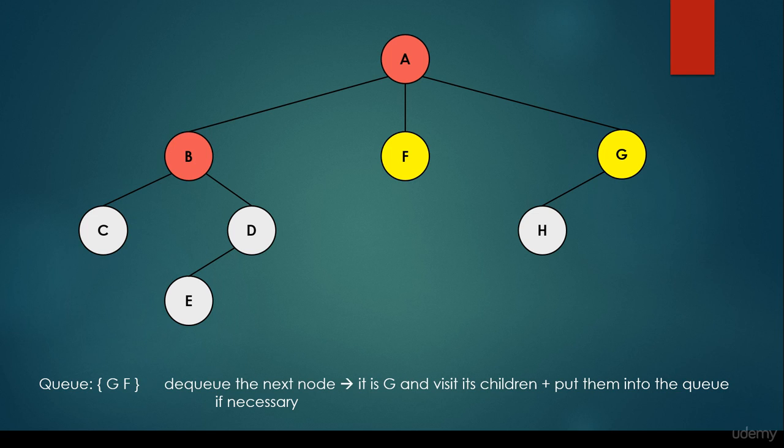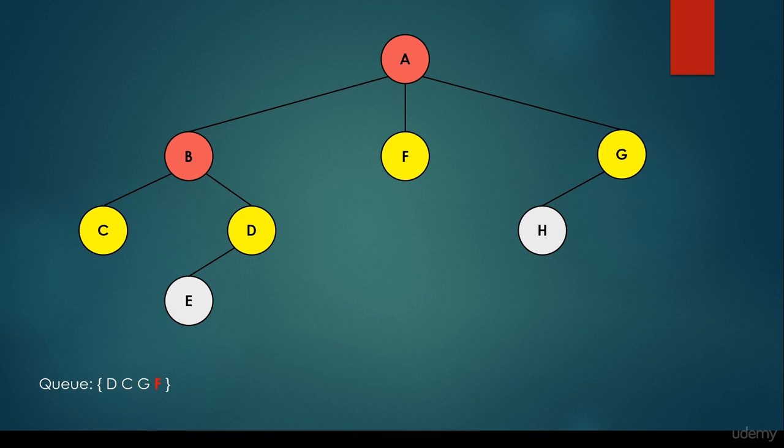Then we are going to consider its children or its neighbors, the C and the D, and of course we add it to the queue. Then we are going to dequeue or remove the next item from the queue. It's going to be the F, so we visit it. We come to the conclusion that F is a leaf node, which means that it doesn't have any children, so we are going to take out or dequeue the next item from the queue.